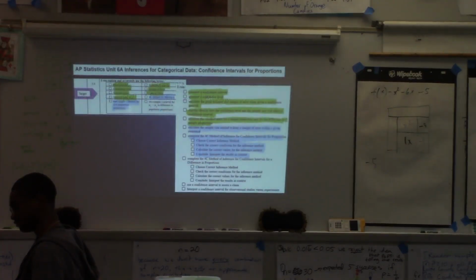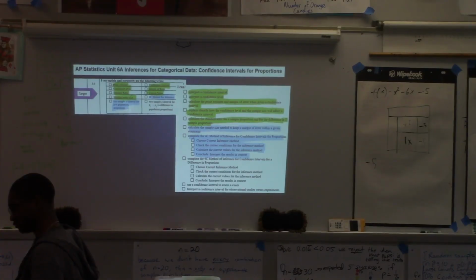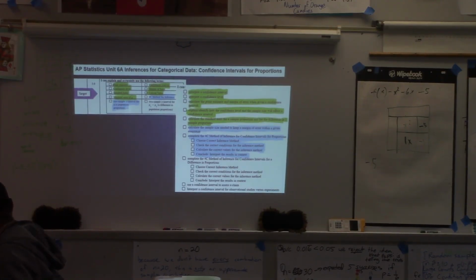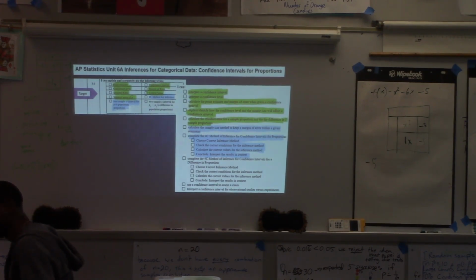Remember yesterday, for the 4C method of inference for confidence intervals for proportions, we talked about this. So, what are the 4 C's again? Choose, check, calculate, and conclude, right? You have to do all 4 of those on an AP exam, on a free response question. So if they just say, hey, construct a confidence interval for this thing, you still need to choose, check, calculate, and conclude. You need all 4 of them.